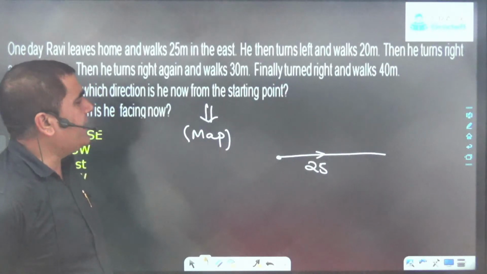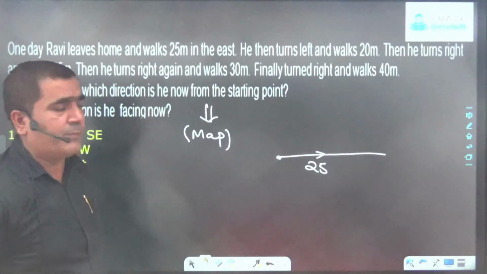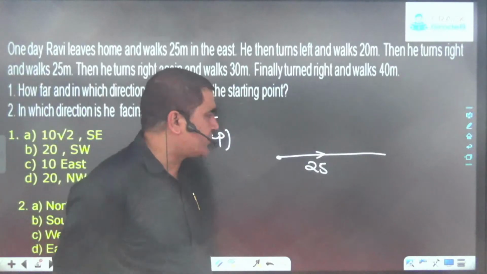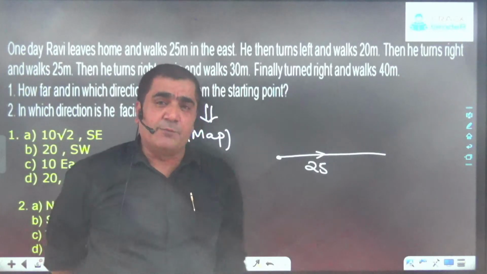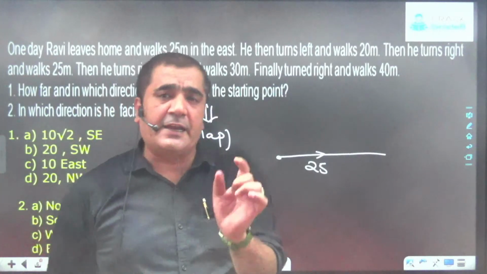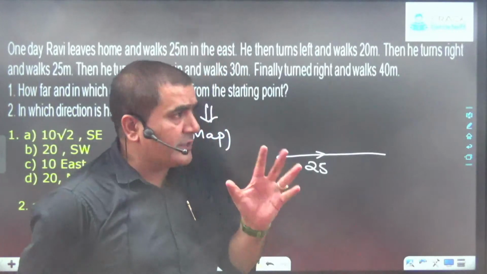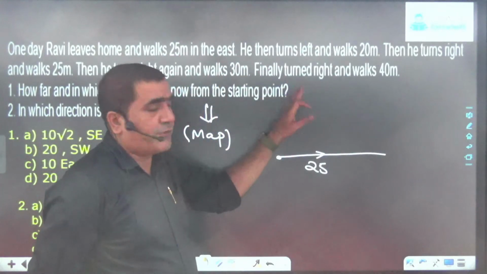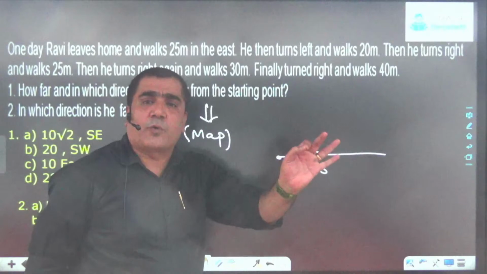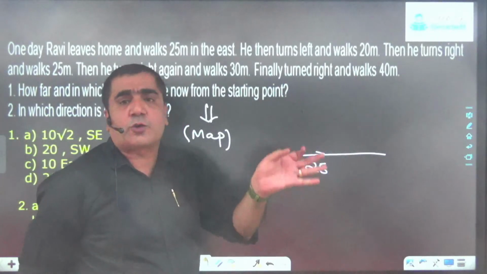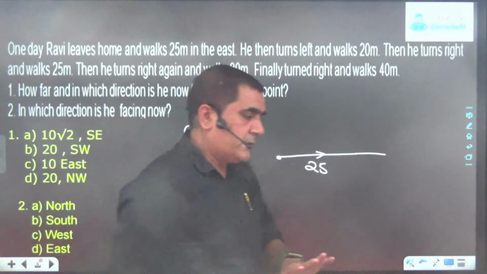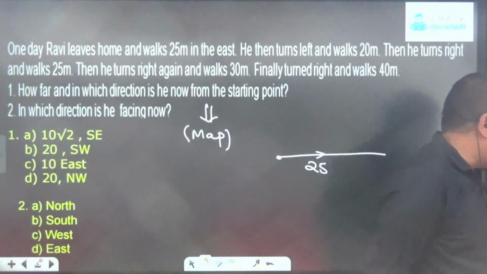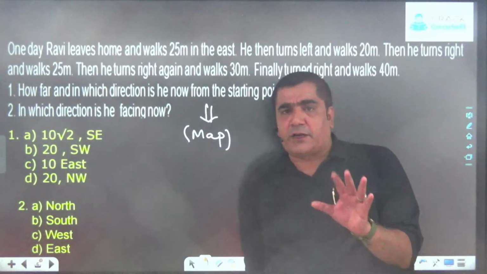Then he says he turns left and walks 25 meters. Now the major problem is which side should I take as left? See, most of the students will make mistakes in right or left. So always remember, whenever they say left, left always means anti-clockwise and right always means clockwise. Clear? Whenever we have to plot the diagram, we have to consider a few points.